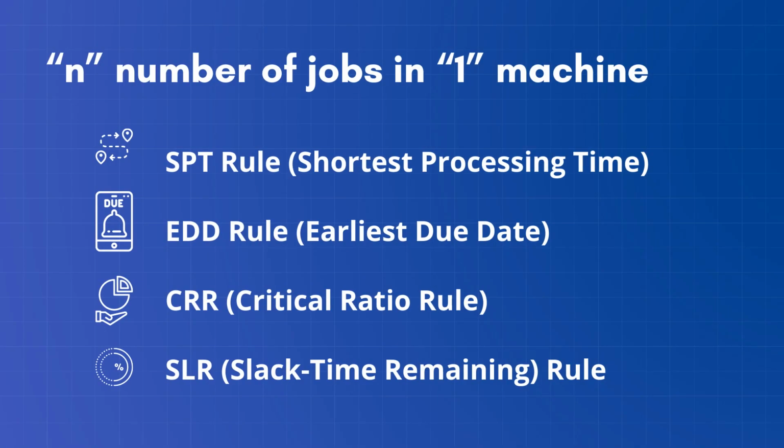Now there are n number of cases to deal with, but the scope of this course is limited to 1 and 2 machines only. So first is n number of jobs in one machine. And to solve this, we have 4 most popular approaches. First is SPT or shortest processing time rule. Second is EDD rule or earliest due date rule. Then we have CRR, critical ratio rule. And finally, SLR, slack time remaining rule. We are going to discuss shortest processing time or SPT and earliest due date or EDD rule in this course.